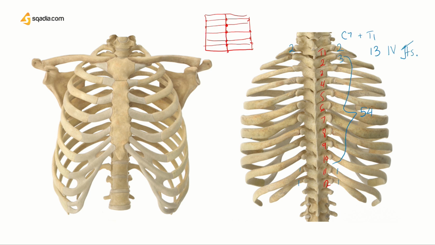54 plus 2 here and 2 here, plus 4 at the bottom. Let's make this a little simpler. 54 plus 4 plus 2 plus 2. Okay? That gives us a total of 62 joints between ribs and vertebrae. Okay? Now, let's move on a little bit.